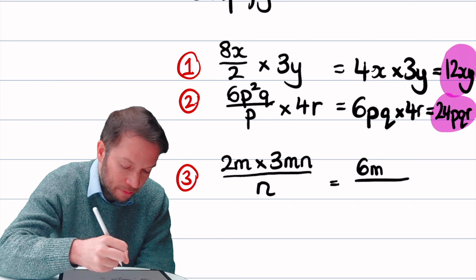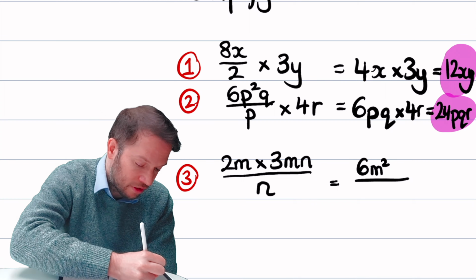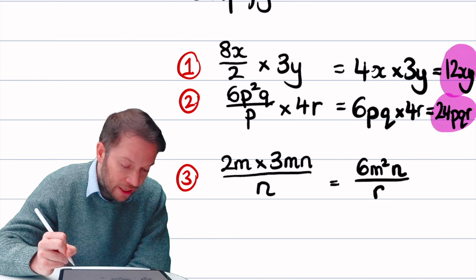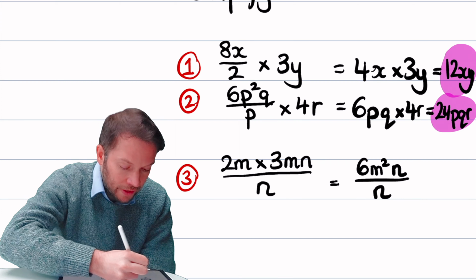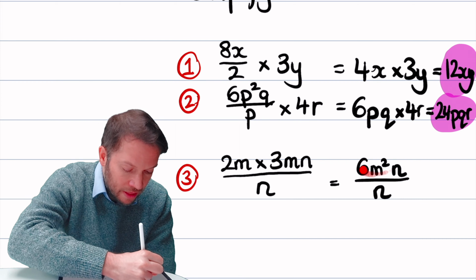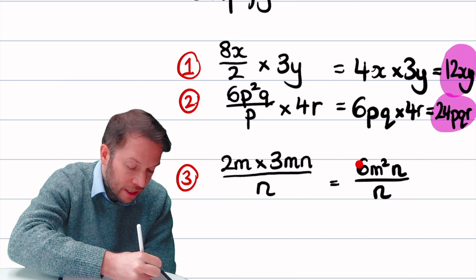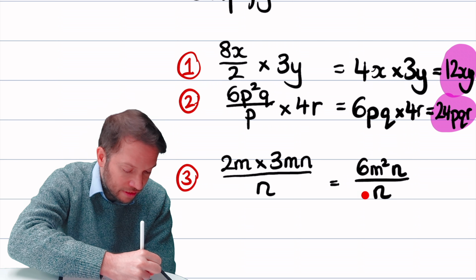M squared means m times m. And then we've got this n on its own here. So we've also times it by n, and we get that. And then we're dividing by n. Now, when we do this division, the 6 is not being divided by any numbers, so it stays as 6. The m squared is not being divided by anything m related, so it stays as m squared.